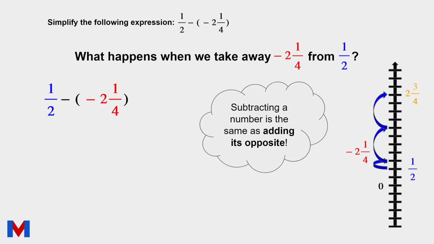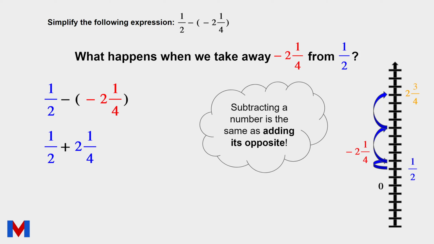So I write my expression. Right now I have 1/2 minus negative 2 1/4, but let's just go ahead and use the inverse relationship between subtraction and addition and rewrite this as an addition problem. So we would write 1/2 plus positive 2 1/4. Okay, we're actually on track to have a pretty easy problem.